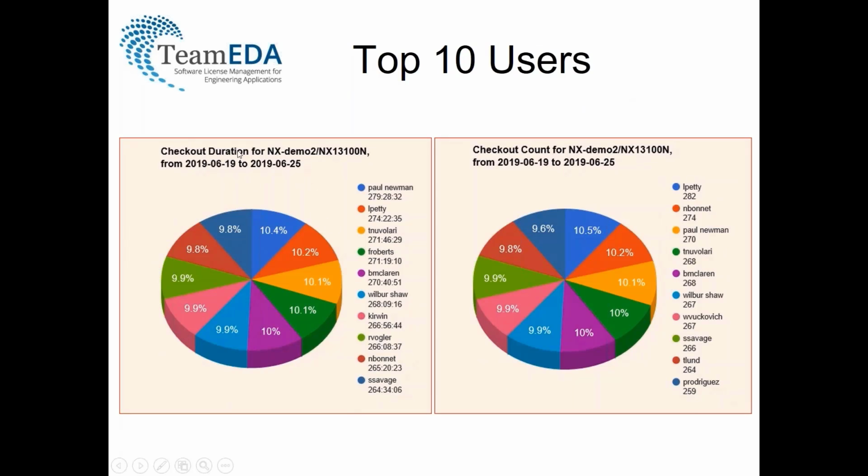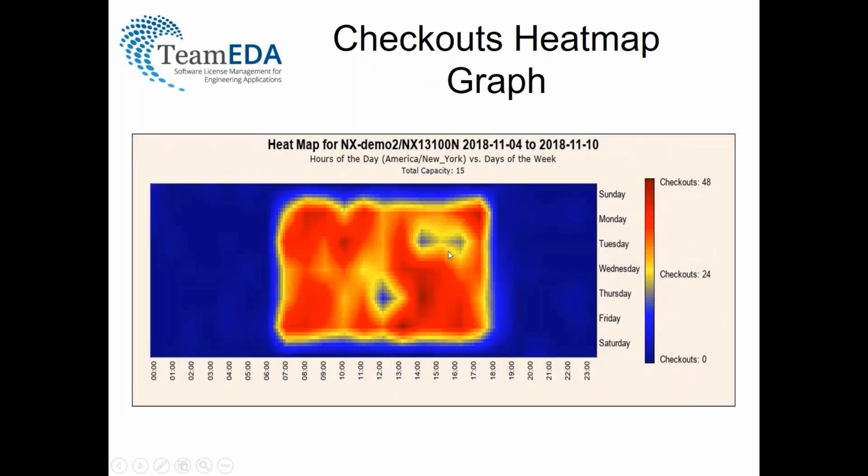We can also show top 10 users for any given time period. And we show it both in terms of duration, that's total checkout time, as well as count, number of checkouts. And this is useful if you want to see who your power users are.